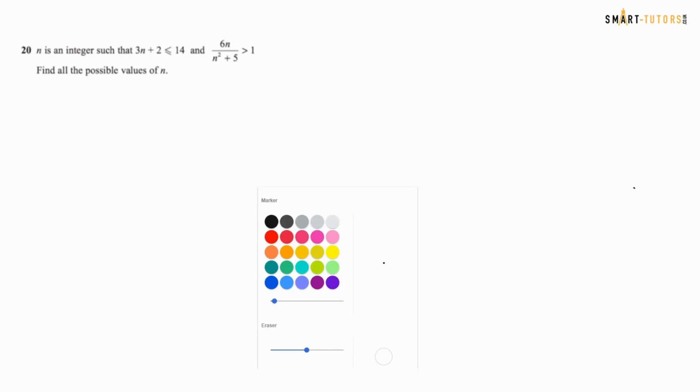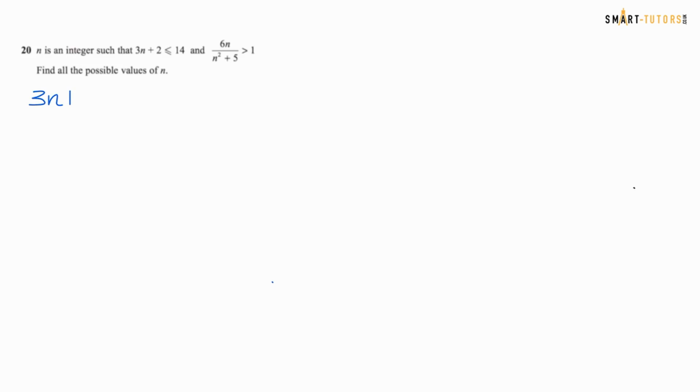Question 20. n is an integer such that 3n plus 2 is less than or equal to 14 and 6n over n squared plus 5 is greater than 1. Find all the possible values of n. So we need to simplify both inequalities separately. So the first inequality is 3n plus 2 less than or equal to 14. So I'm going to take away 2 from both sides. So 3n less than or equal to 12. I'm going to divide by 3 on both sides. And n less than or equal to 4.